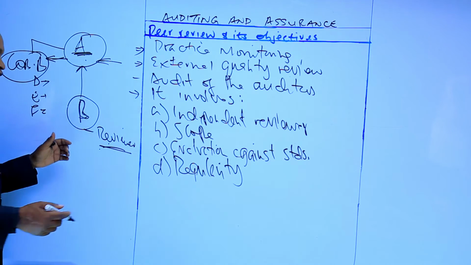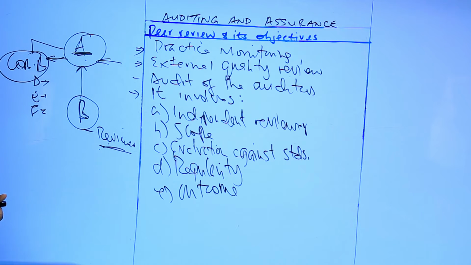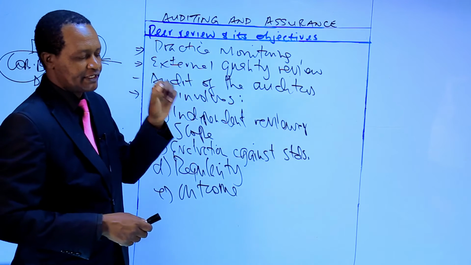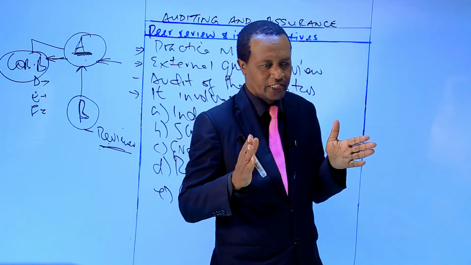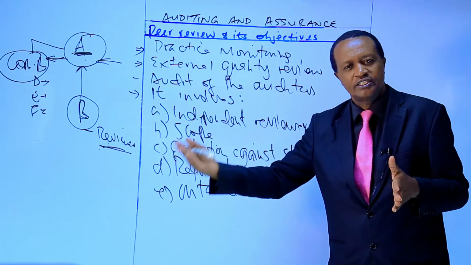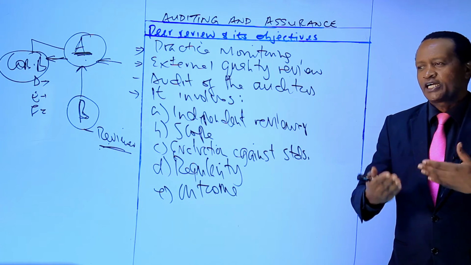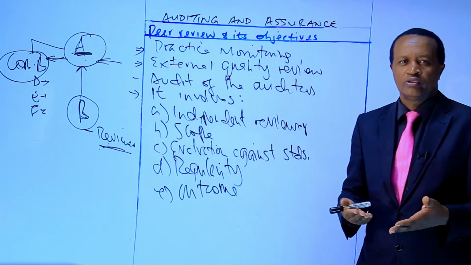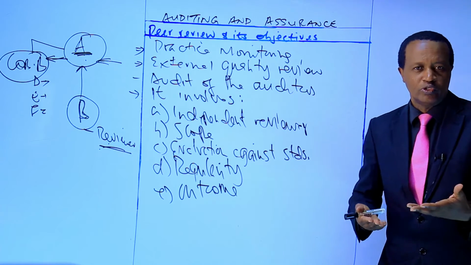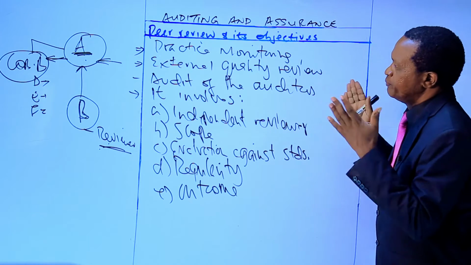Then, of course, there is the outcome. What is the outcome of a practice monitoring or peer review? Now, the outcome of peer review is usually a report with a rating. There has to be a report at the end of the assignment with a rating. It could be a pass, or pass with deficiencies, or even fail. And fail may come with recommendations on the areas to improve on. So that is what a peer review involves, and that is the meaning of peer review.